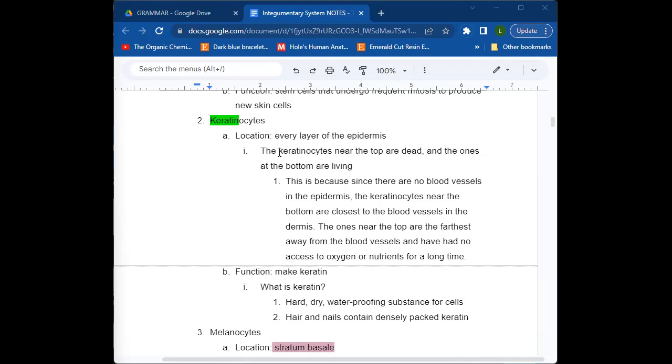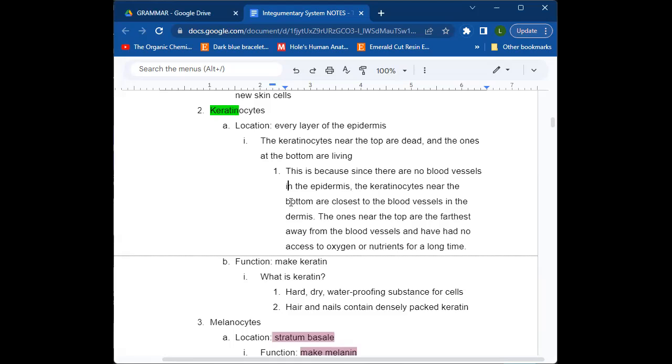And this is because there are no blood vessels in the epidermis at all. Definitely need to remember that. So the keratinocytes near the bottom are the ones closest to the blood vessels in the epidermis. Or I'm sorry, they're closest to the blood vessels in the dermis. So they have the closest access to nutrients, versus the keratinocytes up at the top, which haven't had access to nutrients for a really, really long time.